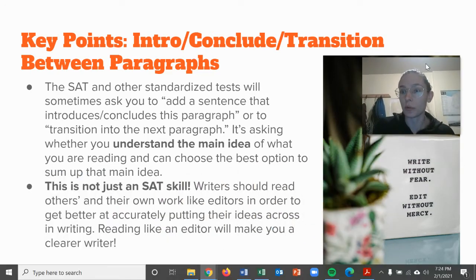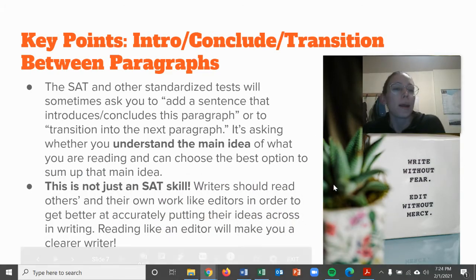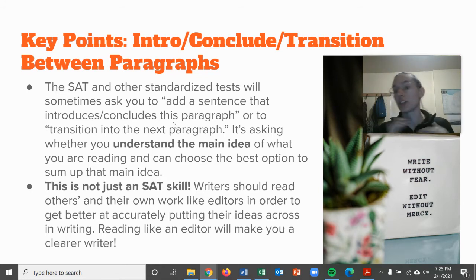I keep having to move my webcam so that we can see all the text. So some key points. This is what you need to know about these questions. The SAT and the ACT, another standardized test you might take, will sometimes ask you to add a sentence that introduces this paragraph, or add a sentence that most effectively concludes this paragraph, or add a sentence that effectively transitions from the first paragraph to the second paragraph. So basically what this is asking is whether you understand the main idea of what you're reading, and can you choose the best option to sum up that main idea.